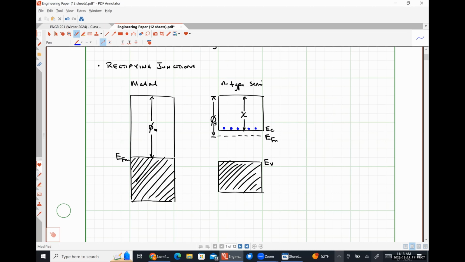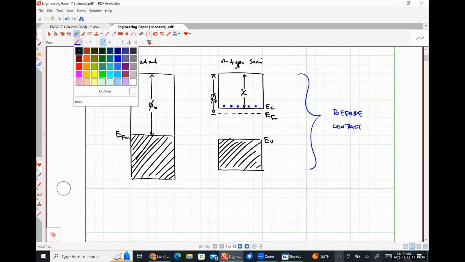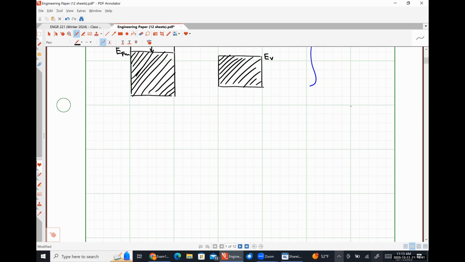Okay. So when we bring these two materials into contact with each other, meaning we deposit metal on top of our semiconductor, what we are going to see is that the Fermi levels of both of the materials are going to align, and that the energy bands of the semiconductor will bend to accommodate this. So what we have here, like I said, is before contact. And then down here, we will have after deposition.